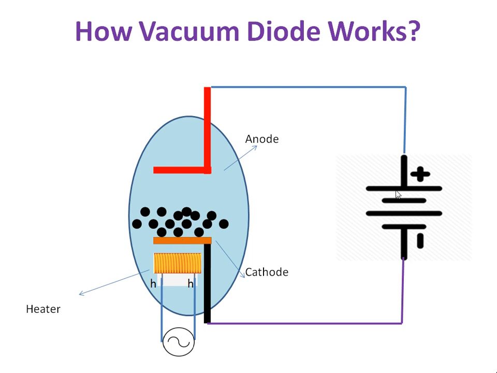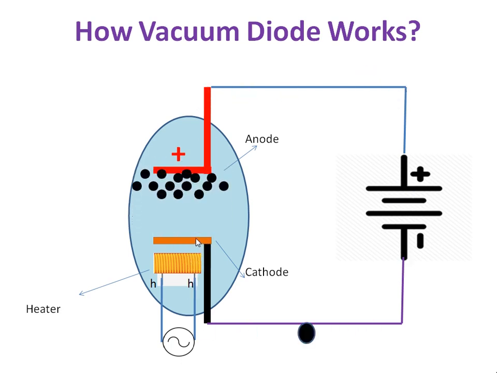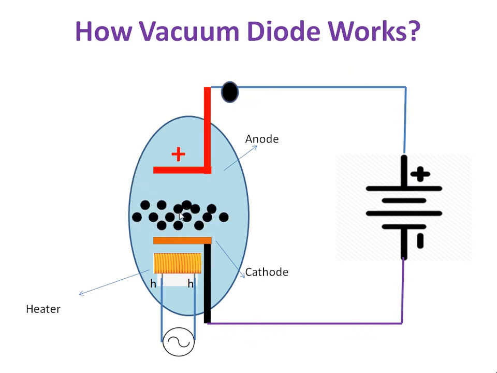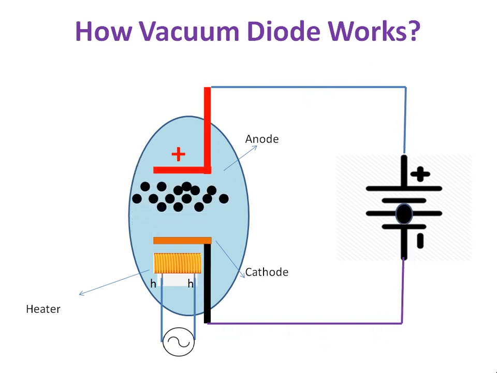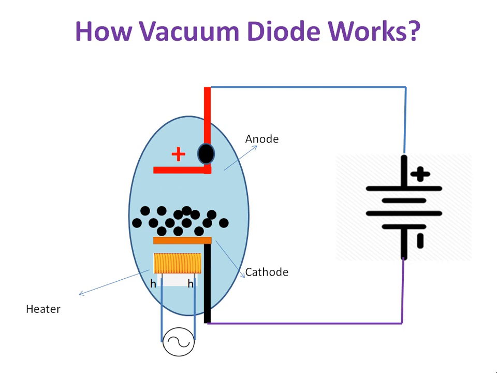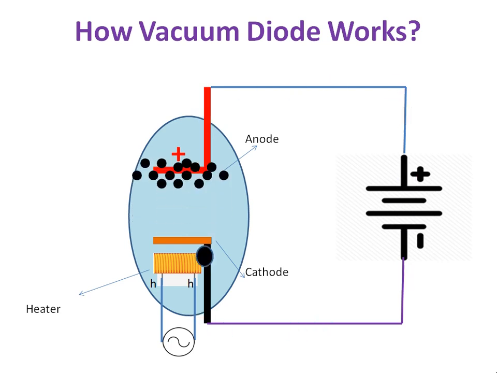When I connect a power supply like this, the plus is connected to the anode and the minus is connected to the cathode, so the cathode will be at negative potential. Due to thermionic emission, the cathode releases a large number of electrons. Thermionic emission means when you heat up any material, it emits electrons. The anode plate is connected to positive potential, so it will attract all the electrons emitted by the cathode. This is how the diode works.